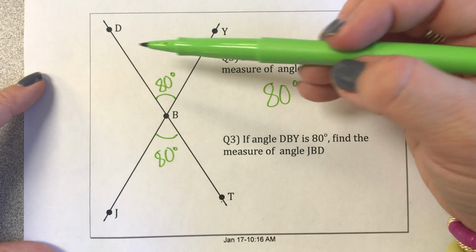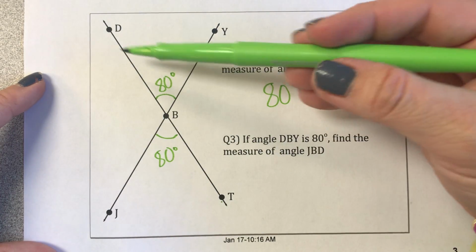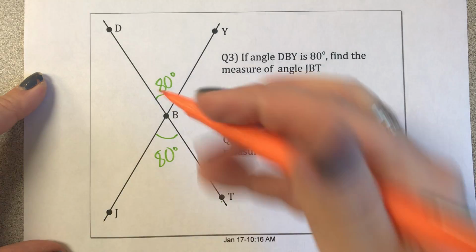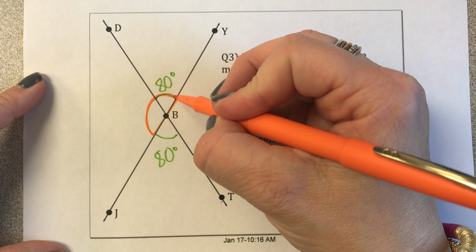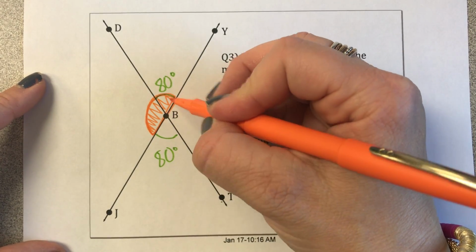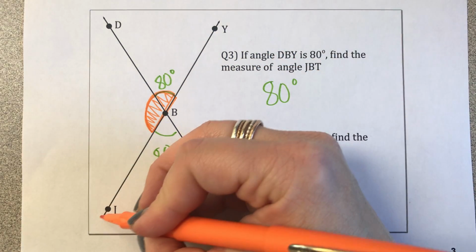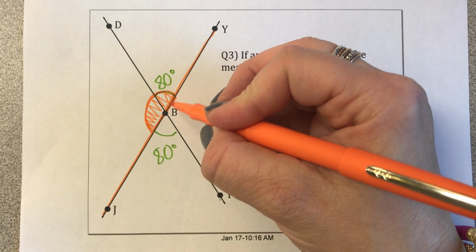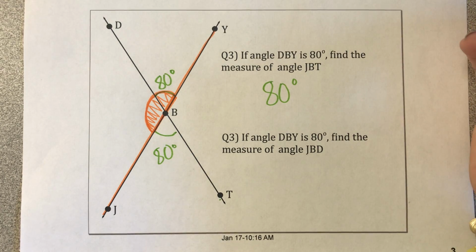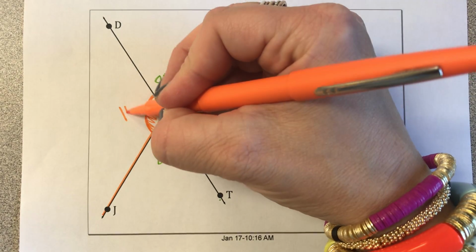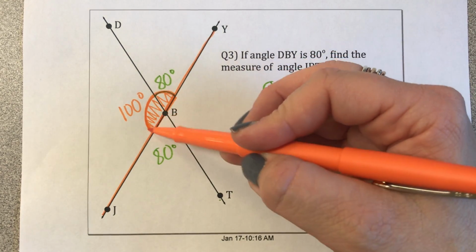Now it says if angle DBY is 80 degrees, find the measure of JBD. Okay, so let's see. If I put these two together, what do I get? That is a half circle, right? Do you know how many degrees are in a half circle? 180, right? This line is flat. If you put two angles together and they make a flat line, then that's a 180 degree angle. It's called a straight angle. So that would mean that JBD had to be 100, because when I put these two together, they made 180 degrees.